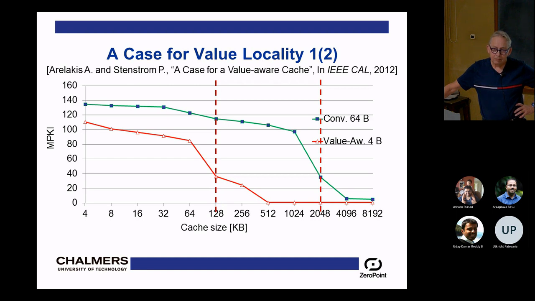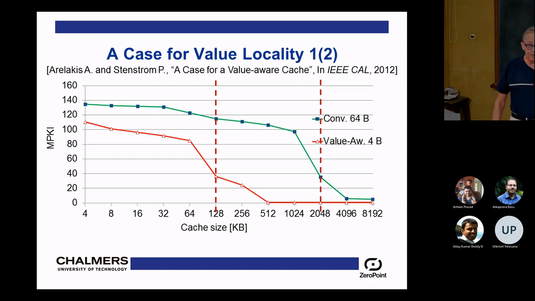So my question is, did you also have any kind of experiment where you take a conventional cache, but the cache line size is 4 bytes? Remember the model here is very simple. Let me tell you a little bit more about how we did this experiment.